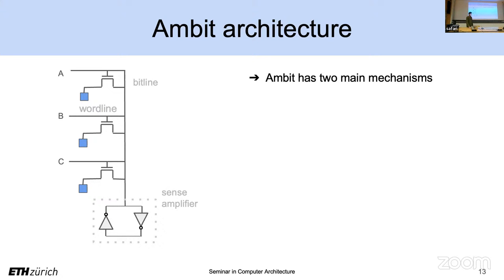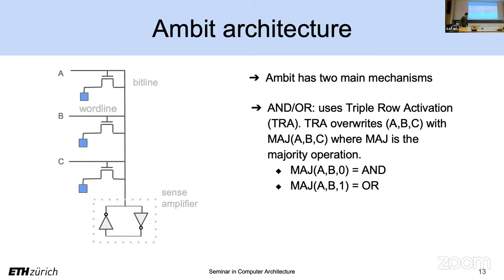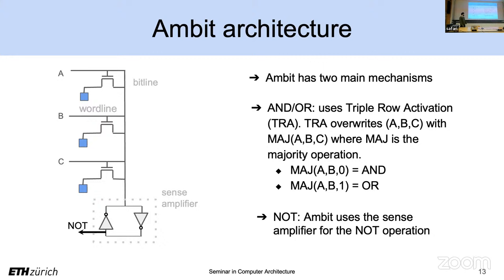So NBIT has two main mechanisms to compute the operations. The first is to compute AND and OR operations, and we saw this already too. As a reminder, AND and OR in NBIT use triple row activation. This overrides the content of these three cells with the majority operation between these three cells, which means if you have two ones in these three cells, you'll get a one in all of them. If you have two zeros, you'll get a zero in all of them. Like this, you can compute AND and OR, as you can see. Here the value in C was decided, and then you get AND and OR. And the NOT is much simpler: you just take the result of the sense amplifier. Of course, you have to put it back in memory.